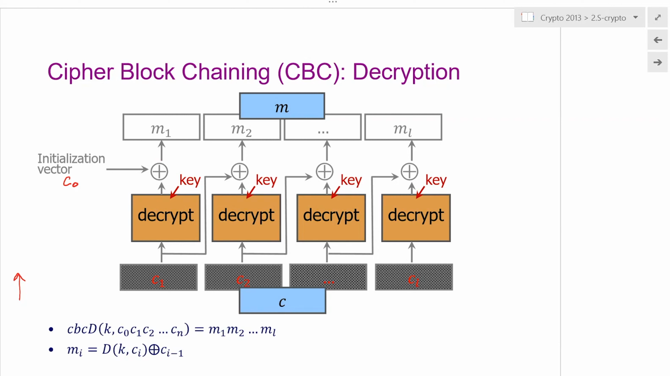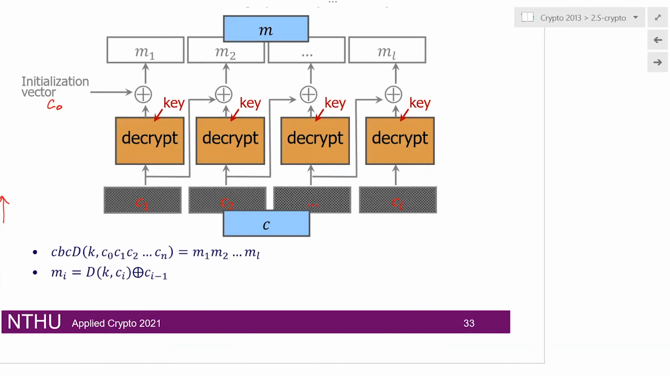Let's see how we get to M2. For M2, we get a copy of C1 without even sending it to the decryption circuit, so we have it here ready. We get the C2, we decrypt it, then we XOR it with the previous block, and that would recover us the M2. But let's see if this is actually true.